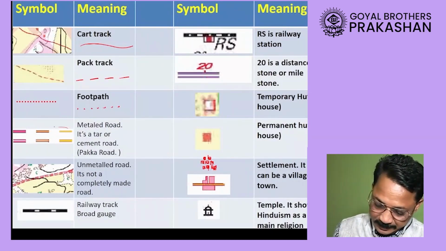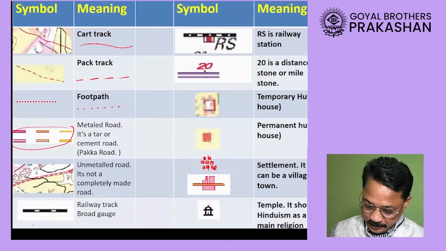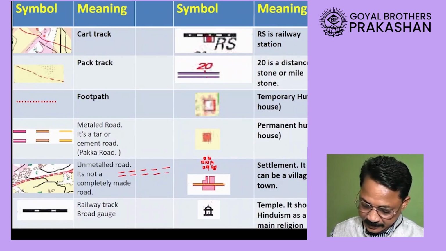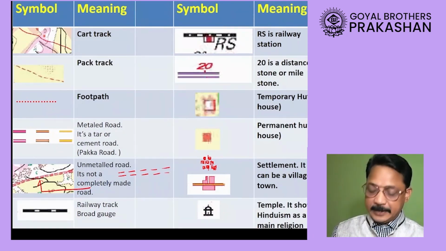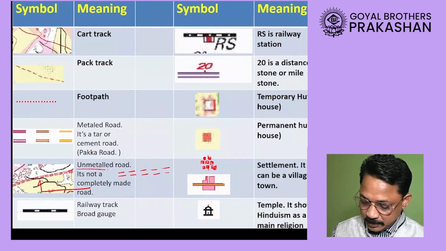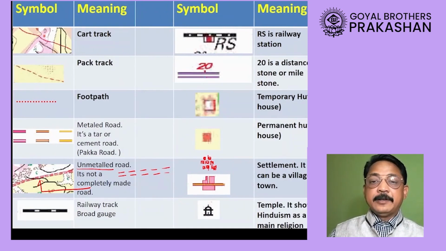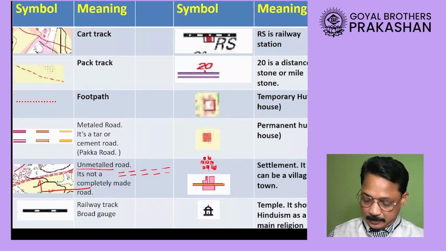Then we saw the metal roads are shown with a different color according to importance. Sometimes in a topography map, dear students, you will find a broken line, but it is a double broken line as it is seen here. Double broken line stands for unmetalled road. It means the road is not completely made. It is under construction. We call it by the name Kacha road.